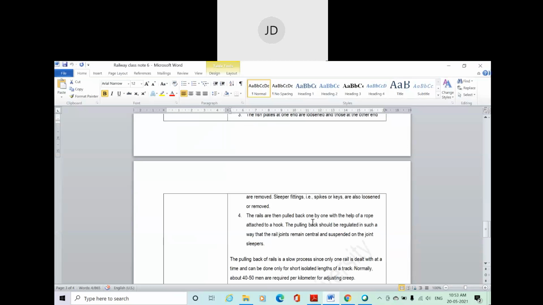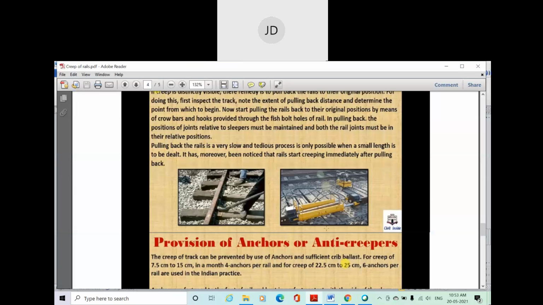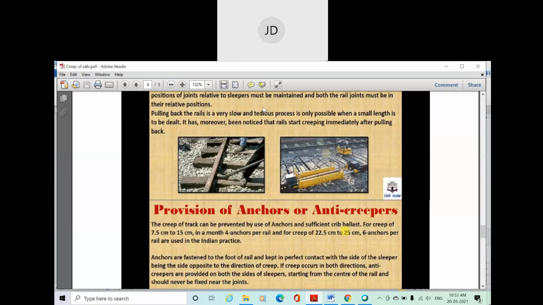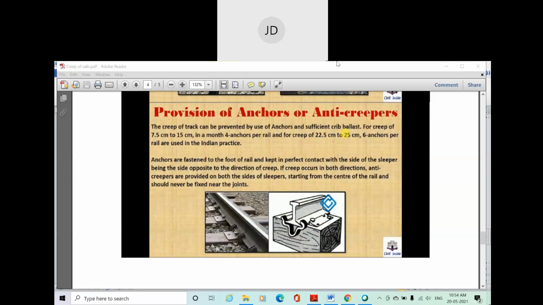These things are already discussed here. Next, you can use an anti-creep fastener. Anti-creep means what? You all know that the rail is fixed to the sleeper with a regular fastener. But in some places, you can also use a special fastener called an anti-creep or anchor, which anchors the rail to the sleeper. Here you can see how it looks. These are anti-creep apparatus, fixed alternately. They are simple bearing plates that can be attached.